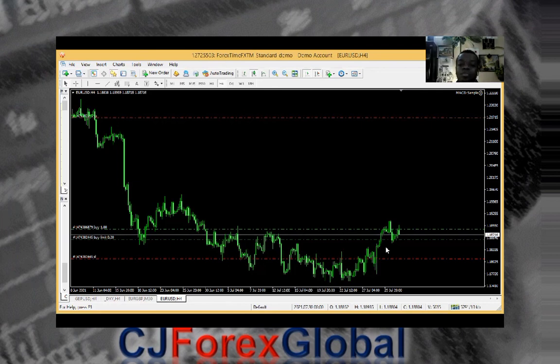So the next move is that you need what we call stop loss and take profit. In the forex market, when you place your trade, you must always place stop loss, and also you must always put take profit. That shows that you know what you are doing as a trader.